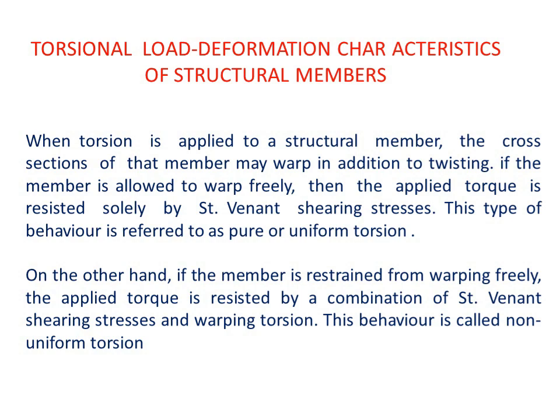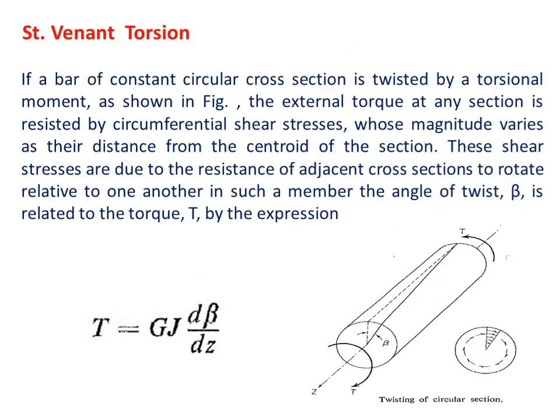In non-uniform torsion, you find the combination of St. Venant's shearing stress and warping torsion. First you will see St. Venant's torsion. If a bar of constant circular cross section is twisted by a torsional moment as shown in the figure, here you can see the torsion T.